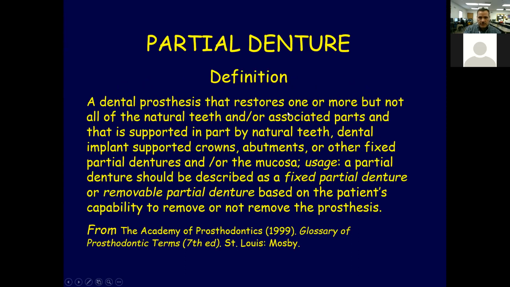So this is a definition of partial denture. It restores one or more, but not all the natural teeth. And it's supported usually by natural teeth, dental implant or crown, abutment, and fixed partial denture, also the mucous ridge. So there is a tooth or implant, and there is a mucous membrane, that residual ridge. So partial denture can be described as a fixed partial denture or removable partial denture. We're not talking about fixed, we're talking removable. The patient can remove it and replace it. So that's why our class is removable partial denture.